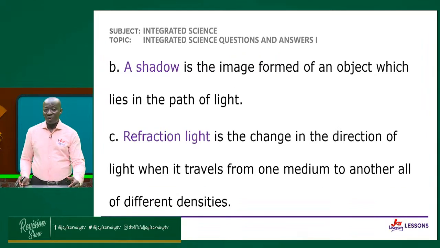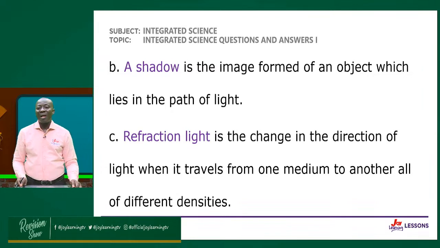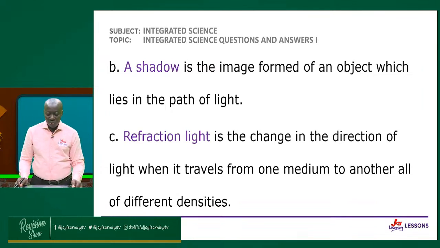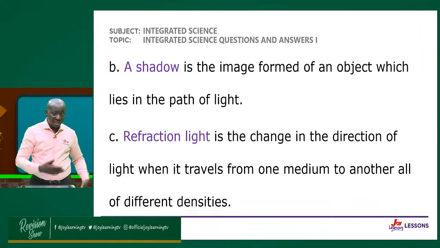So what is a shadow? A shadow is the image formed of an object which lies in the path of light. As light travels and it strikes an object that is opaque, the light cannot penetrate it. The image formed by that object in the path of light is what you call a shadow. So when you see your shadow, it's because you have blocked the light from traveling, so your image is formed wherever you are standing.